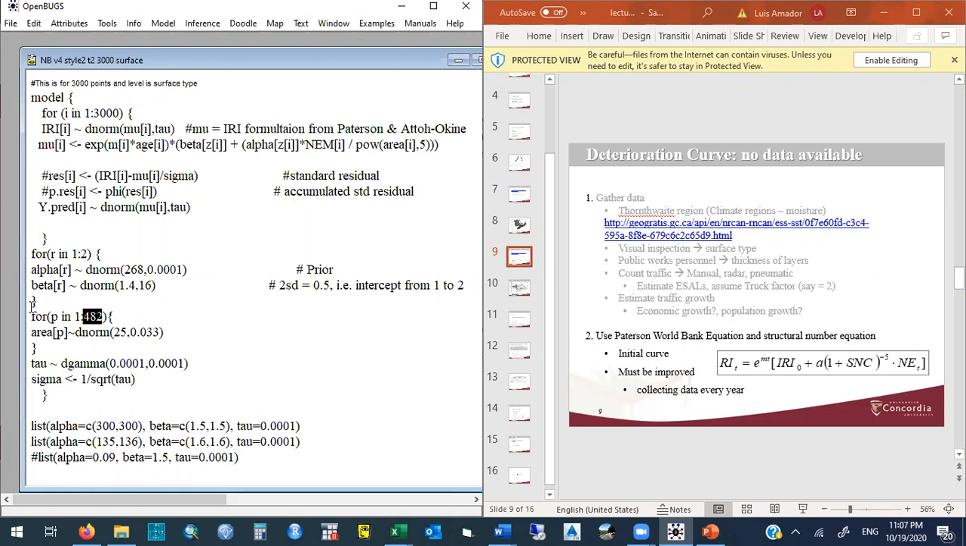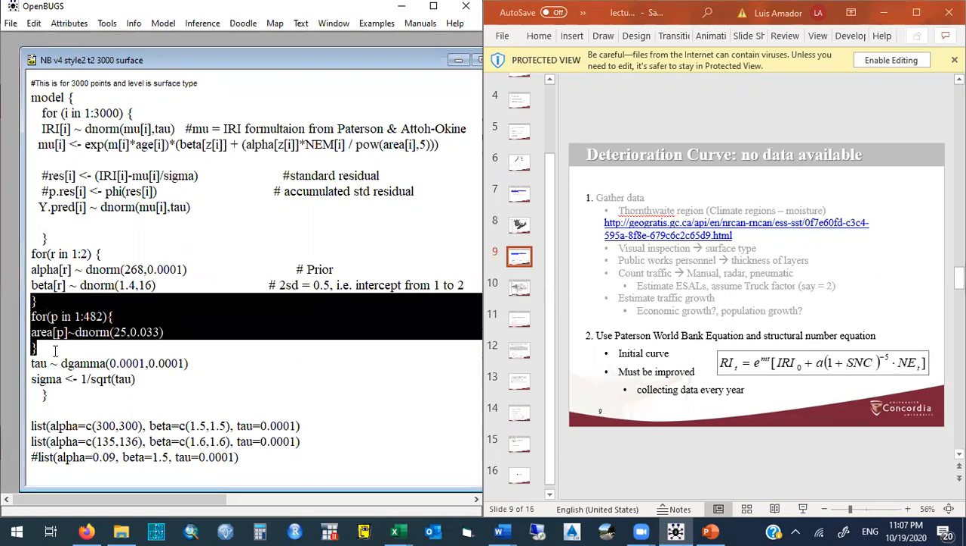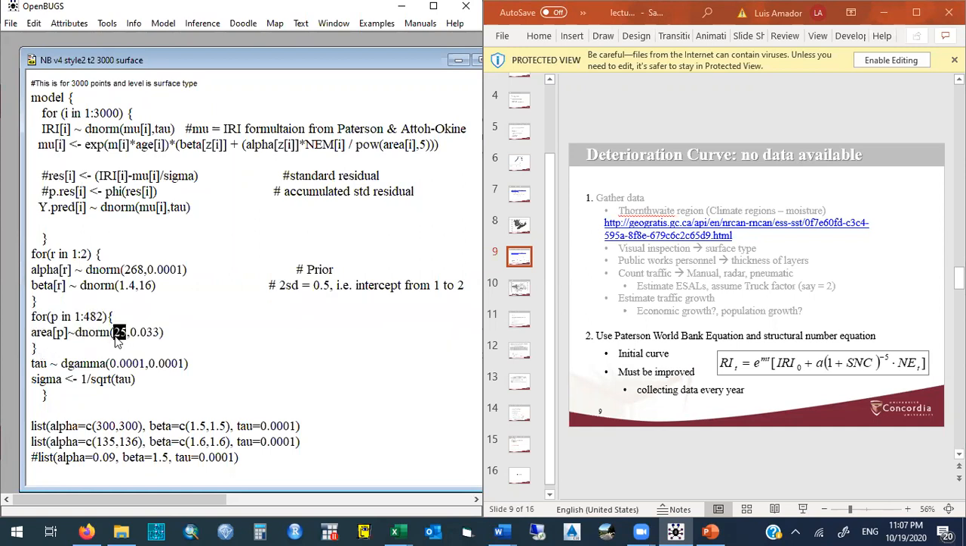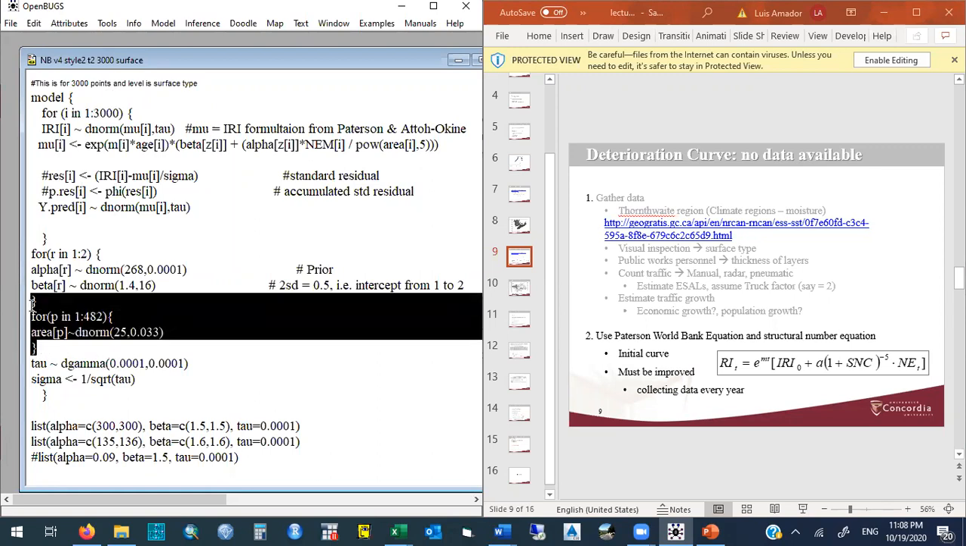And so what I'm doing is I'm creating a stochastic node that is imputating. That means it is synthetically generating 482 values that are using the same average and the same standard deviation. Well, it's actually precision, but that are distributed based on the other values I do have. Are you following what I'm saying?